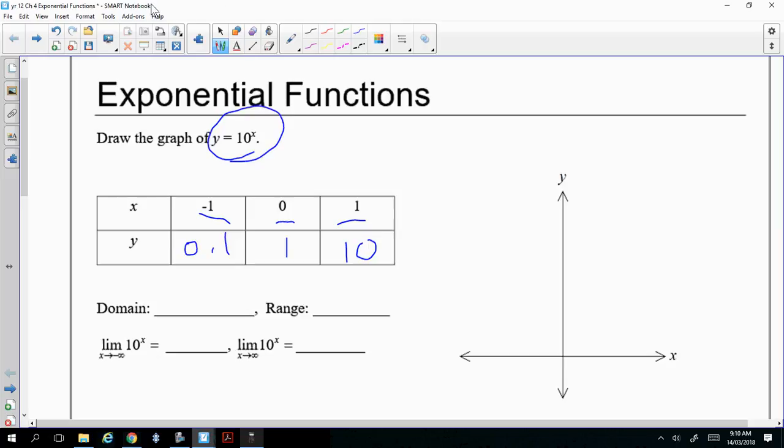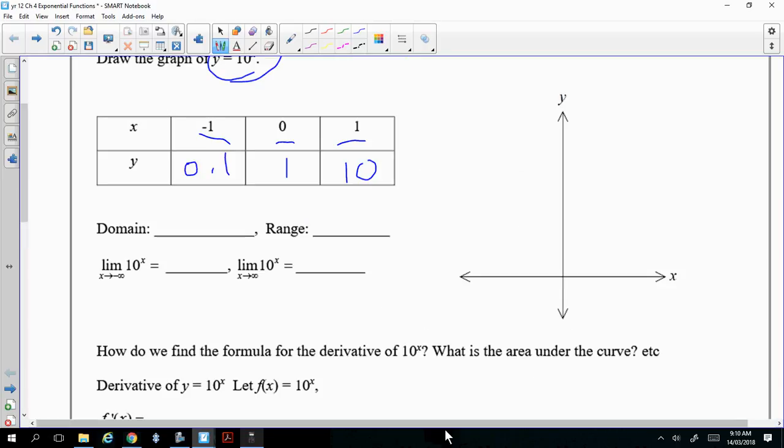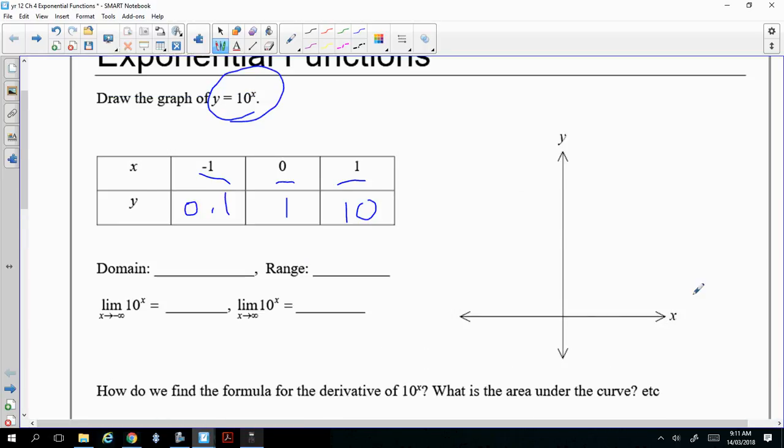Alright, so we'll draw the graph. Put 1 here, and that's 10 there. And then very small here. So it looks something like this. So your exponential. Okay? Right. Have a try, draw it. And then write down the domain and range.